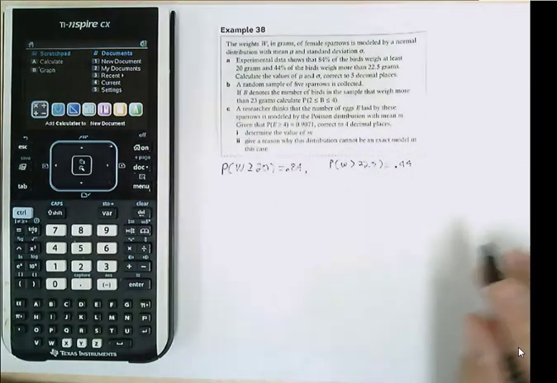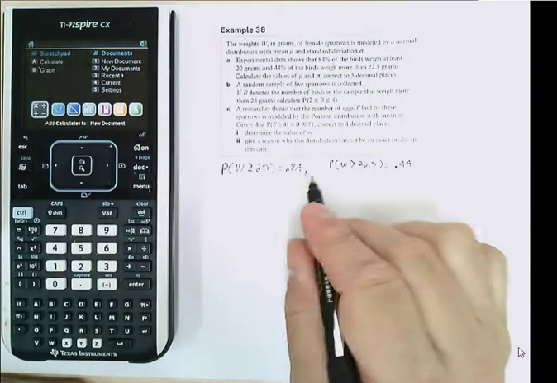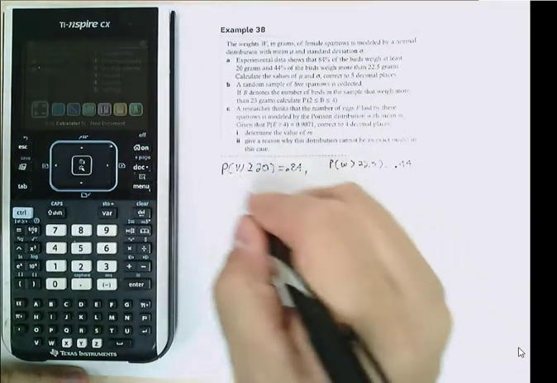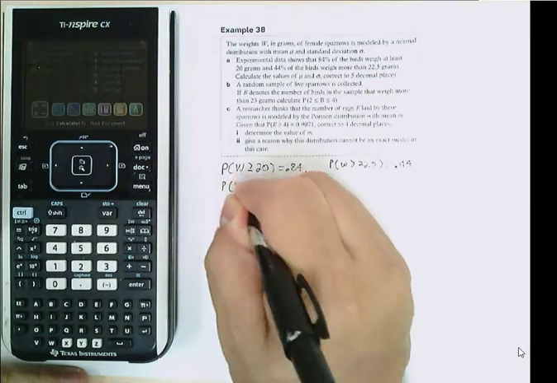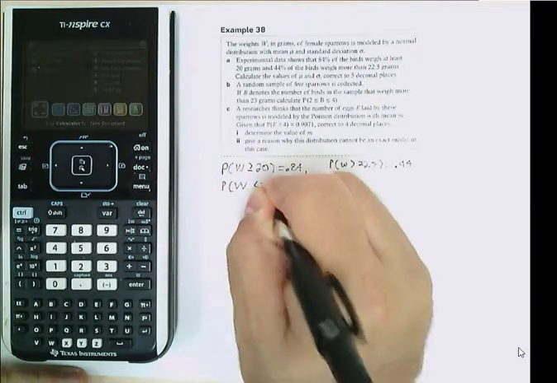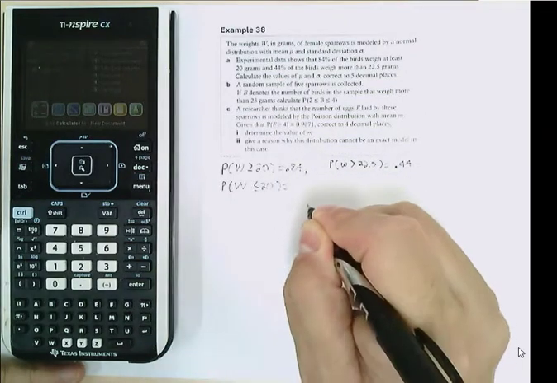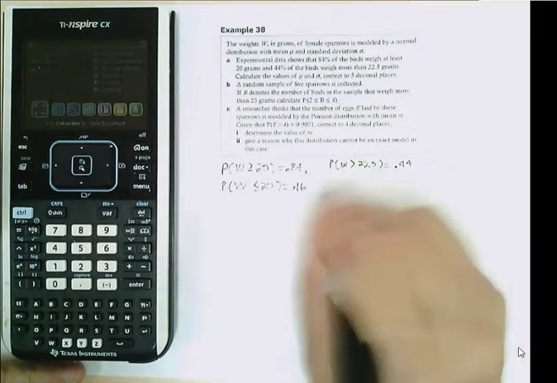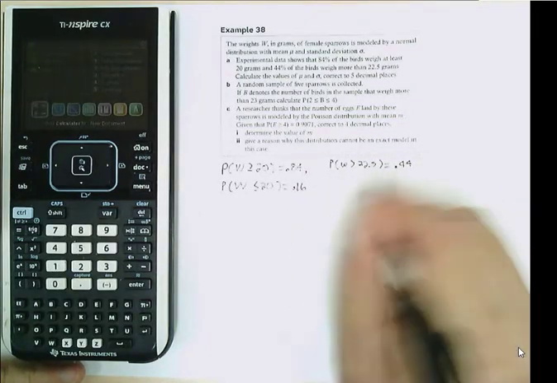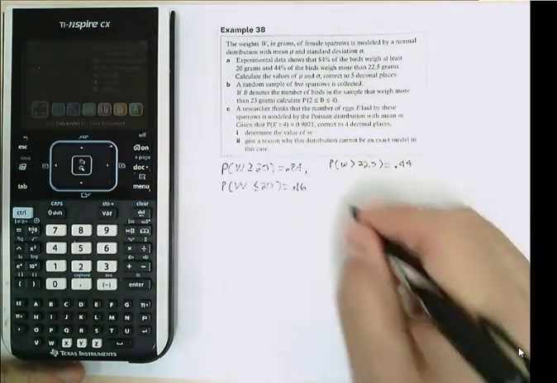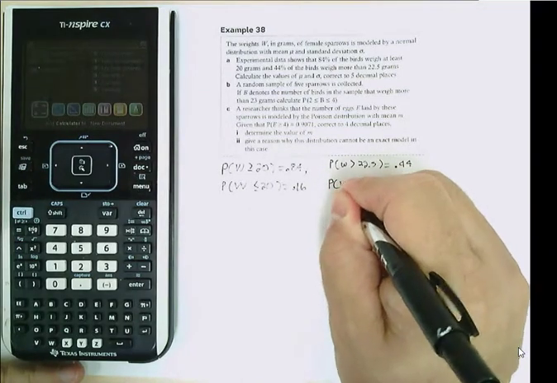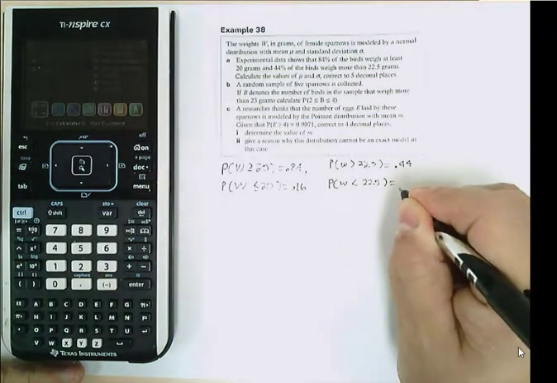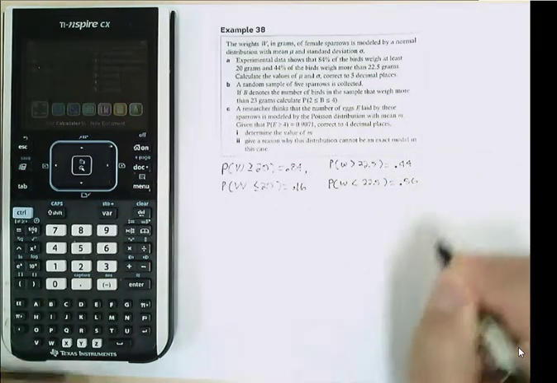Now, to be able to use our inverse, which we're going to have to do to normalize this, we can't do this for greater than. We're going to have to do less than. So the probability that our weights are less than or equal to 20 is 1 minus this, and that's going to be 0.16. And the same thing is going to have to happen over here. We don't have greater than to be able to do our inverse, so the probability that W is less than 22.5 is going to be 0.56 or 56%.